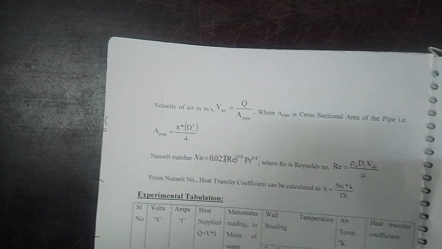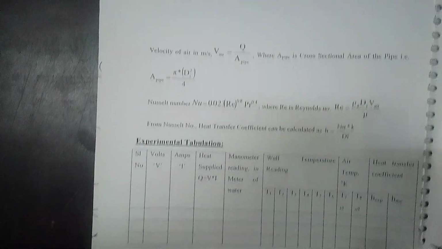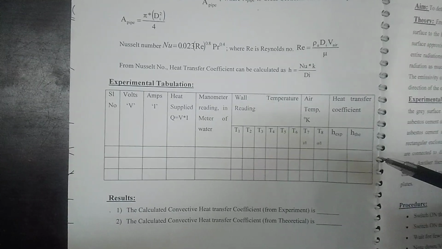So note down those values in this tabular column, the ones you got from the experiment and the ones you got from the theoretical calculation.